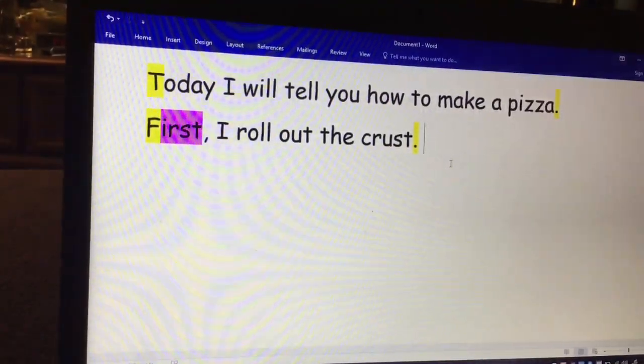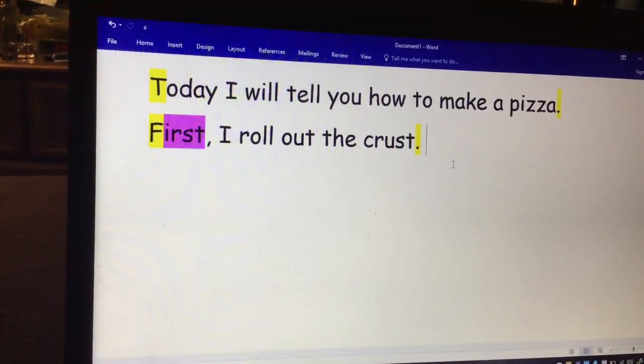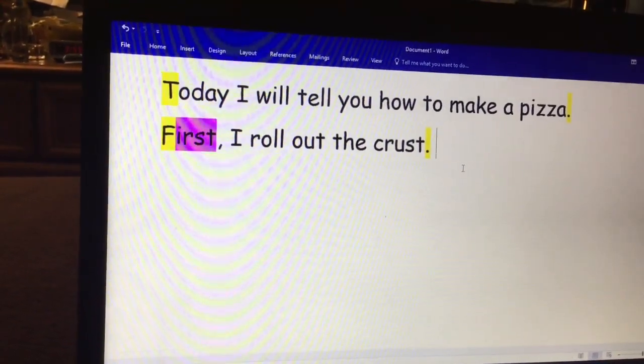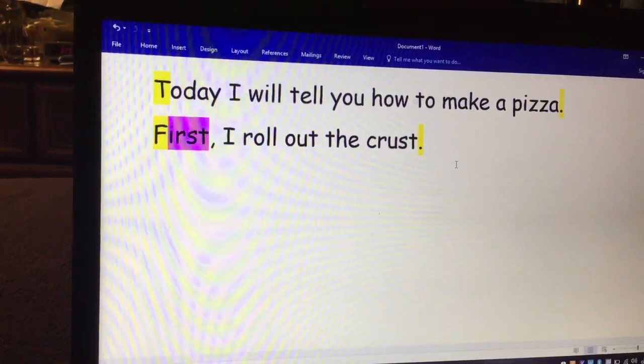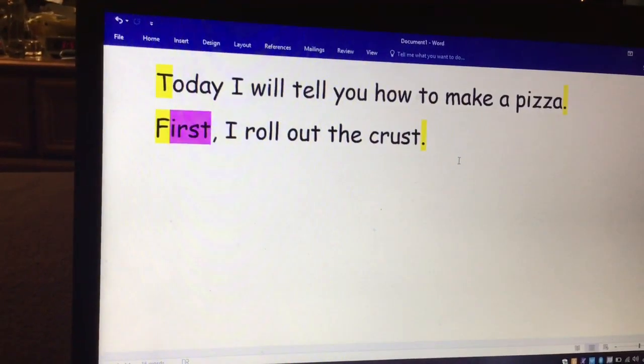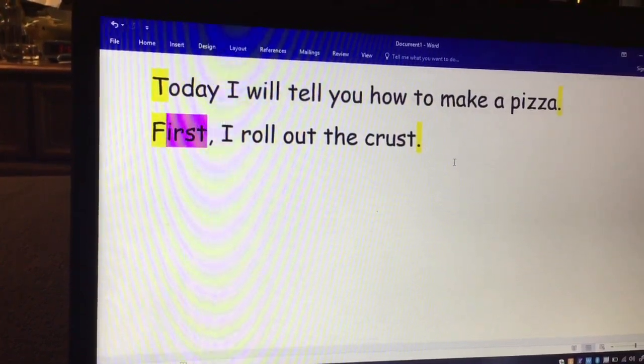Now, we're going to check our second sentence. Did Mrs. Leonard begin with a capital, and did I end with a period? And as you see, I highlighted the F in first because it was a capital letter, and I highlighted my period because I ended my sentence with a period.